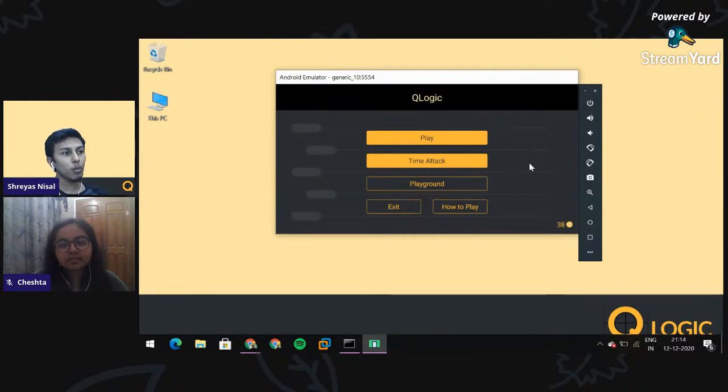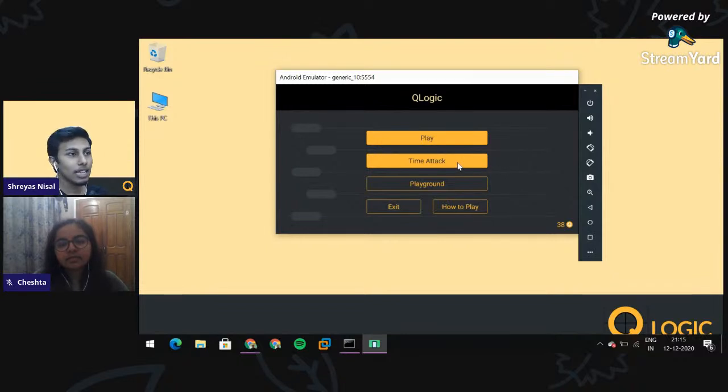What's soon going to happen is you'll be able to buy some power-ups using these Q coins. The kind of power-ups that will be there: one is undo, of course. The other might be something like added time in the timed levels. Another thing could be a hint for a level. So these are the kind of things that will be added.